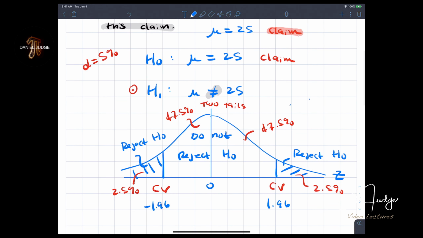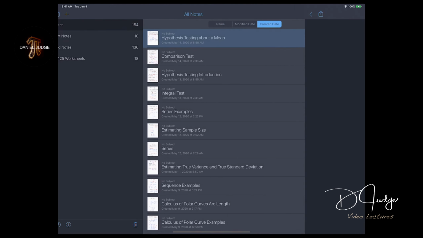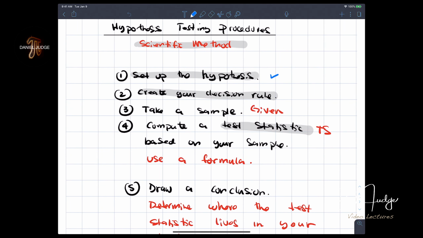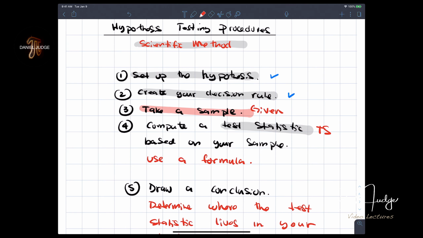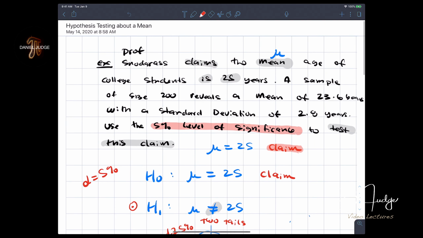So here's your decision rule. This is what you do. You say, okay, what's the next step? Well, the next step will be to go out and take a sample. We did this; now we have to take a sample. You're not really going to take a sample. They give you sample information.